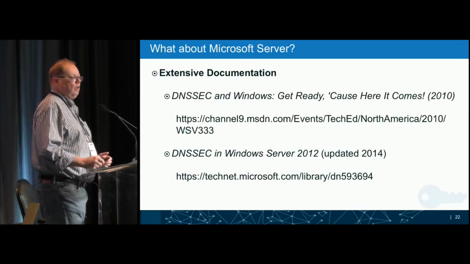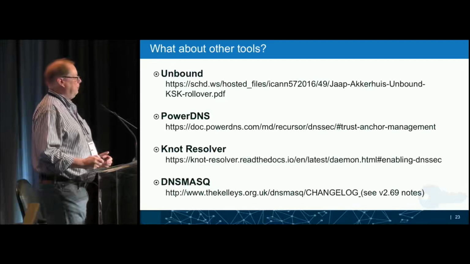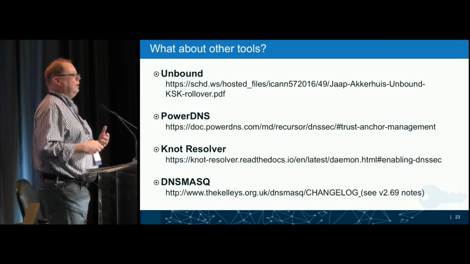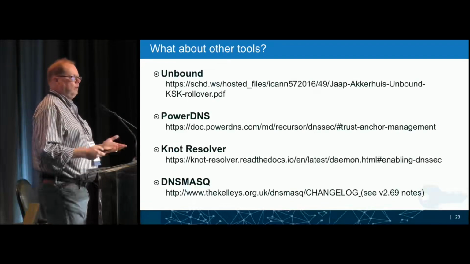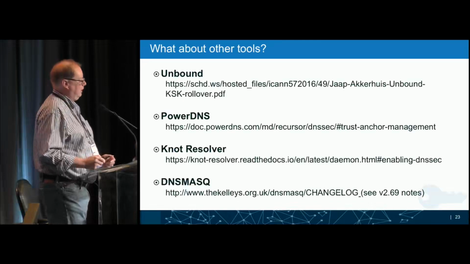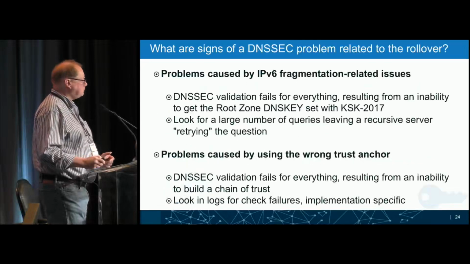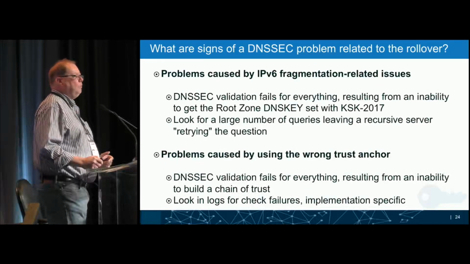Microsoft Server has documentation out there, a couple of tutorials that, even though they've been written quite a while ago, they still apply. And there are other tools out here, Unbound, PowerDNS, NotResolver, and DNSMasq, all have some documentation on their websites relating to the trust anchor management, which is the key element, so to speak, of all of this. What kind of problems might be out there?